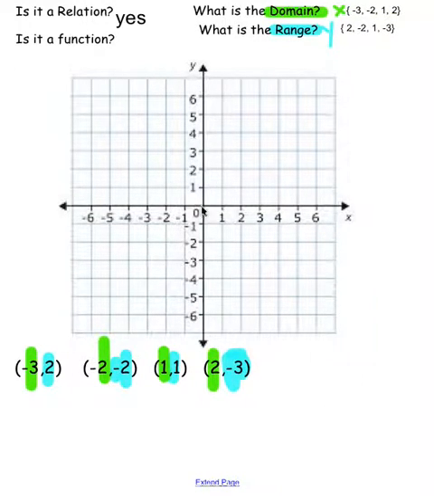Well, since there's a graph here, I'm going to graph these. Starting with -3, 2, then -2, -2, then 1, 1, and 2, -3.